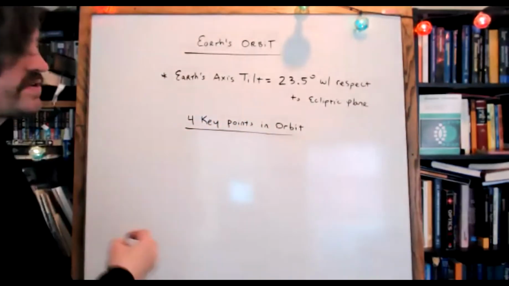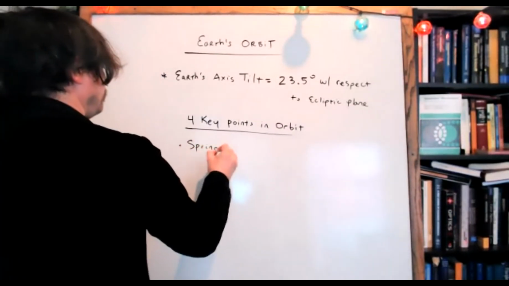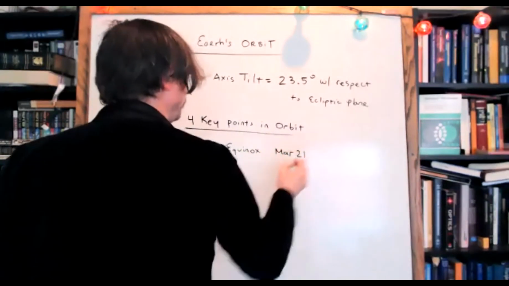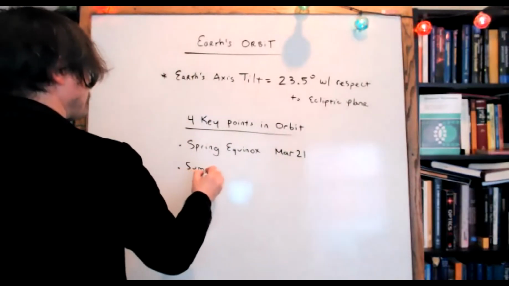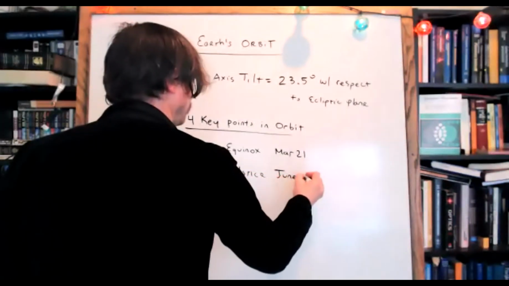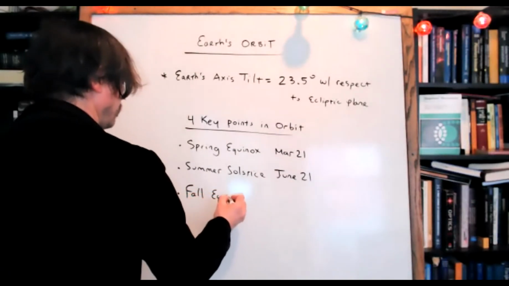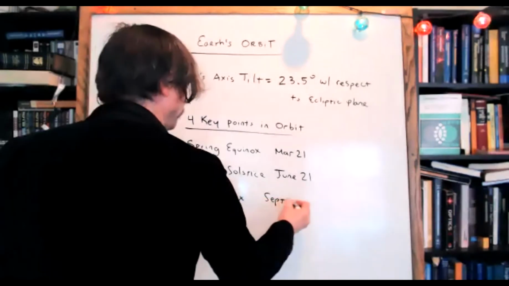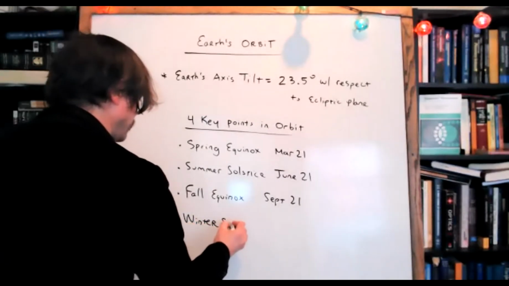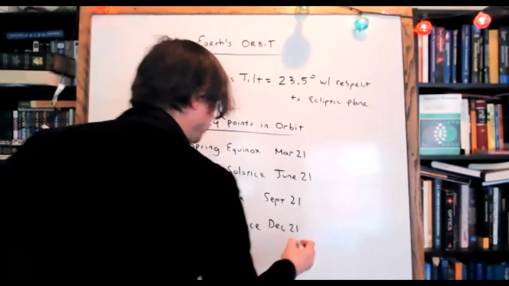Four key points in orbit, and these are geometrical alignments, are the spring equinox, which occurs around March 21st. The summer solstice occurs around June 21st. The fall equinox occurs around September 21st. The winter solstice occurs around December 21st.